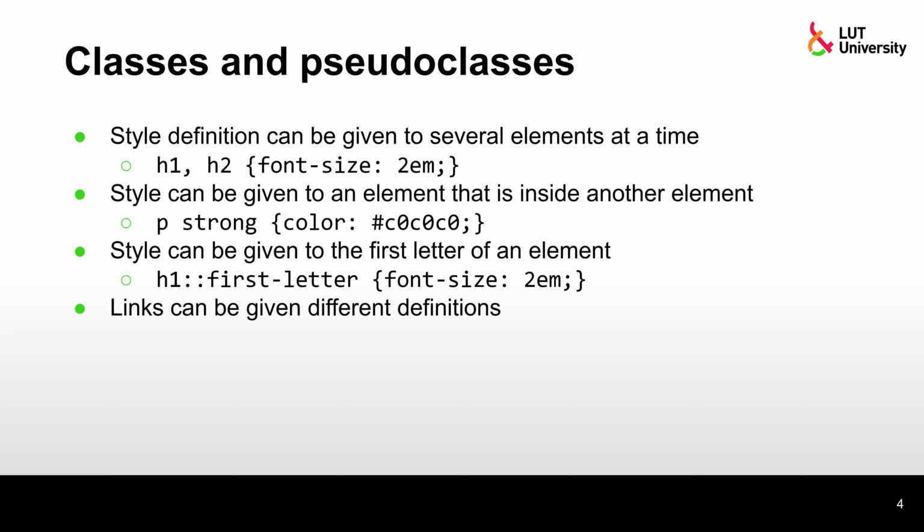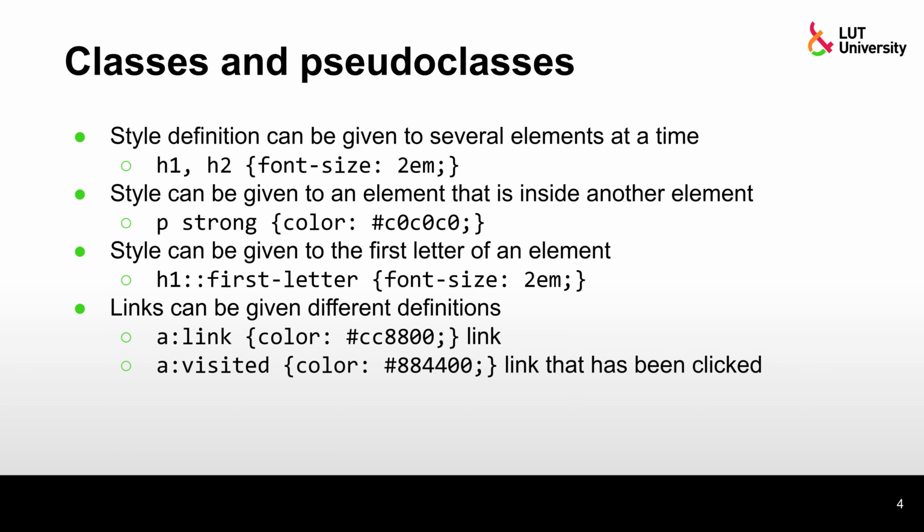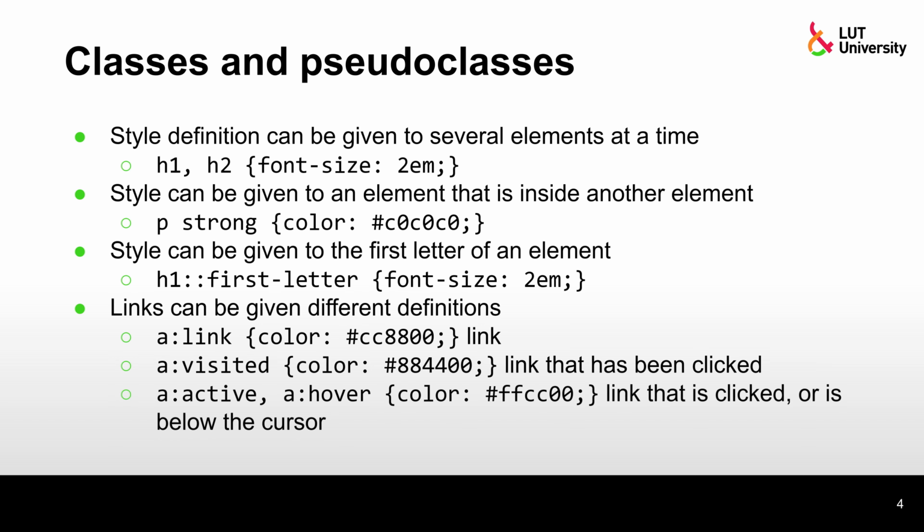Links can be given different definitions. So we have this link. We are setting the color for that. It is an orange color, and then we have a visited link that has been clicked. It has a darker orange color. Then we have these active and hover links, meaning a link that is clicked, the button is down, or the cursor is hovering over the link. And then we are setting the color to very yellow. Not yellow, but very bright orange.